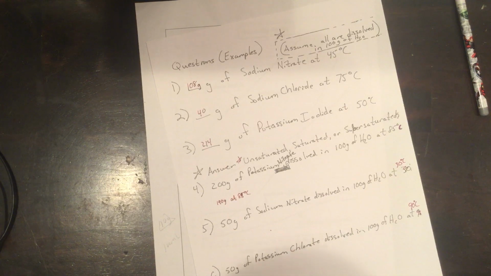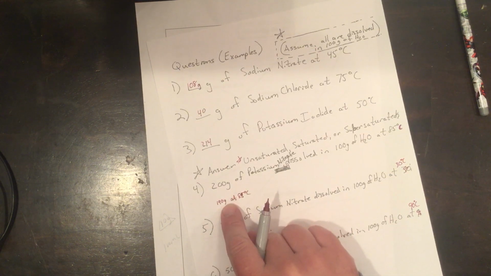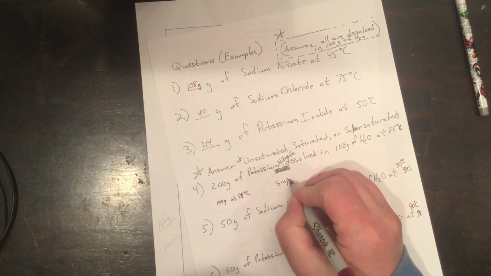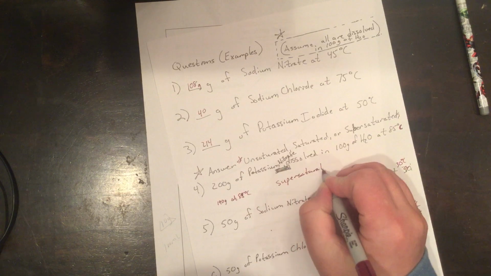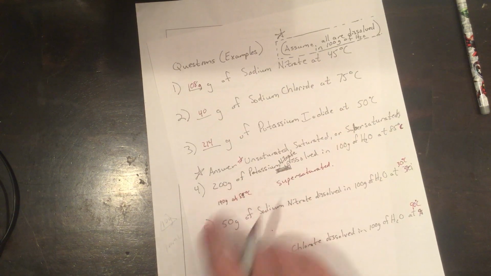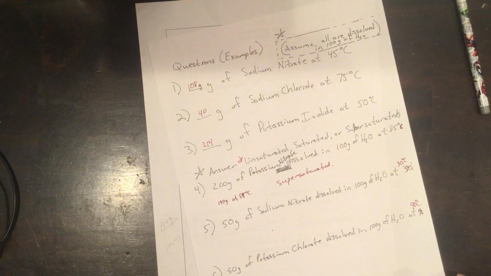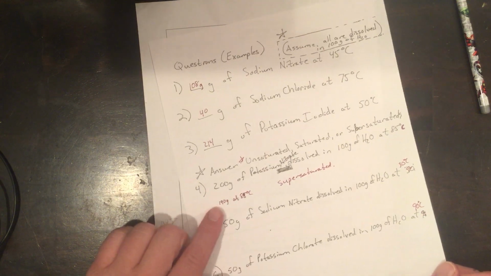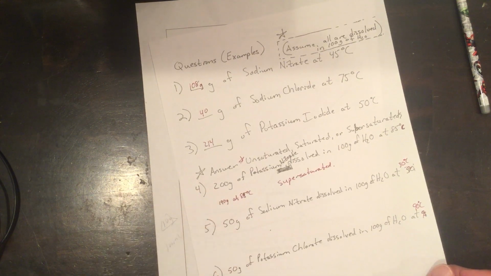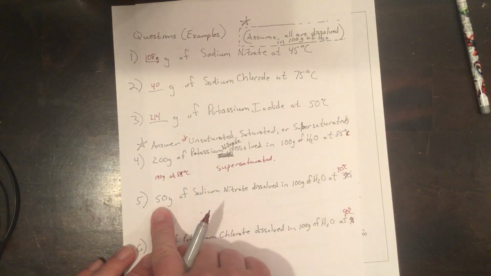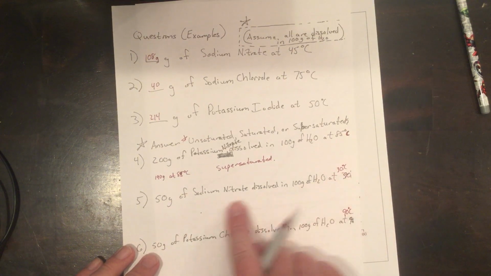So would it be unsaturated? No. If it's unsaturated, it'd be less than 190. Saturated would be 190. Supersaturated would be above 190. So some magical, mythical, whatever, something happened where we're actually dissolving more than we should have been able to. It's kind of a weird setup. So maybe they increase the temperature a lot and then drop the temperature slowly down to 85, and we have this situation.